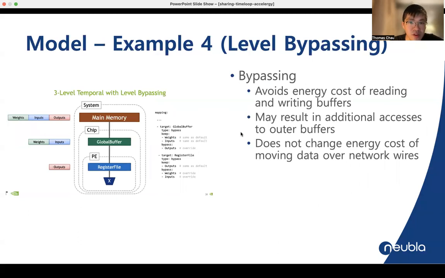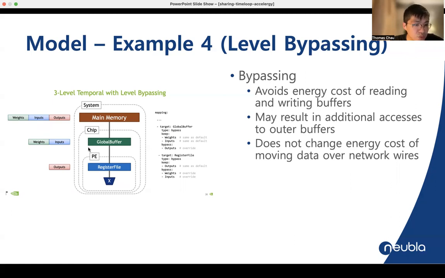And moving on to a more complicated example, this example extends the memory hierarchy to 3 levels. The new thing introduced here is level bypassing, meaning that the programmer is given the flexibility to skip data being stored at certain levels if they know exactly what to do.